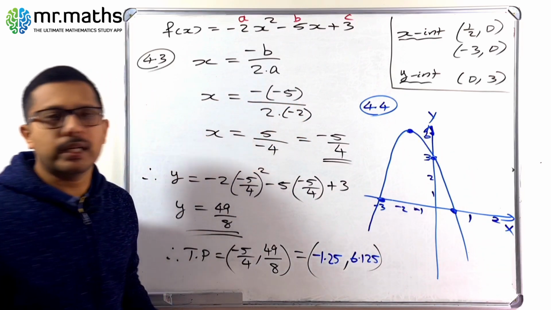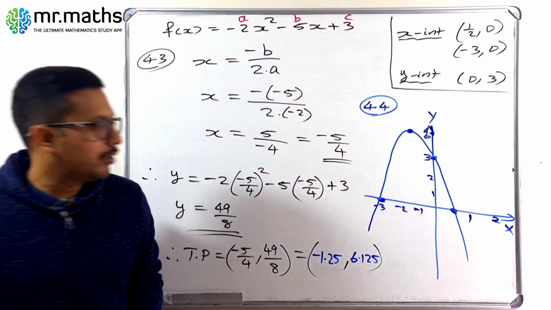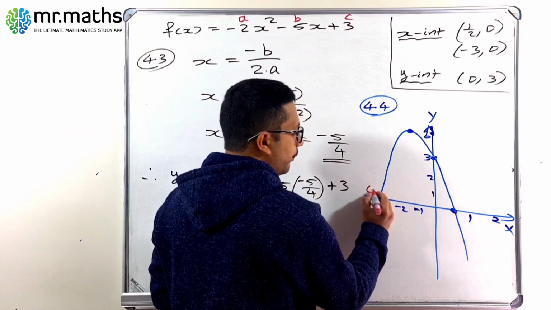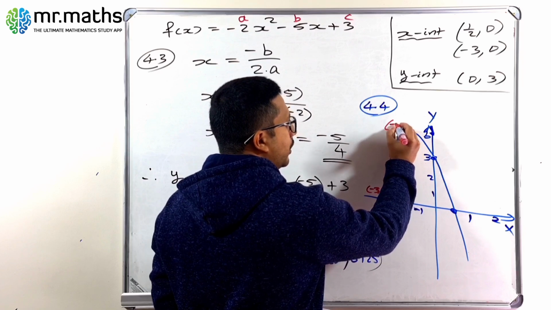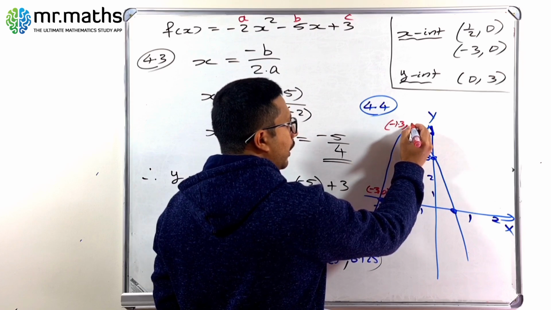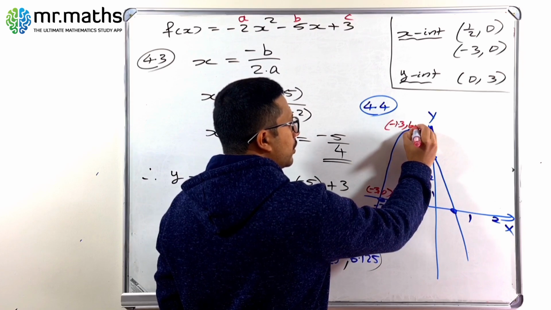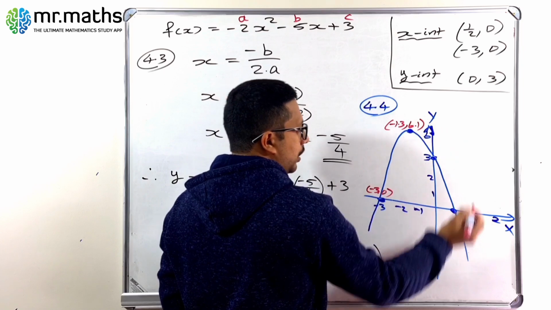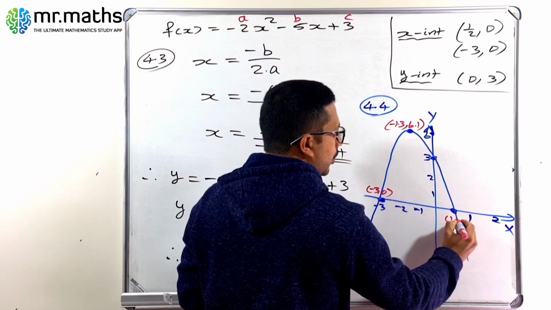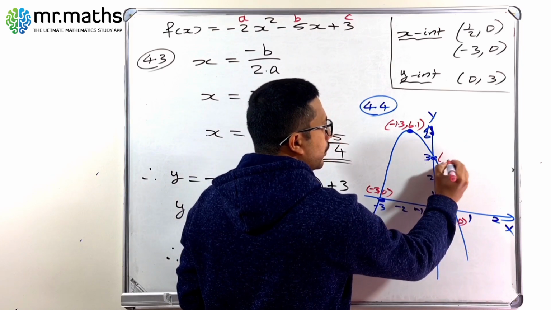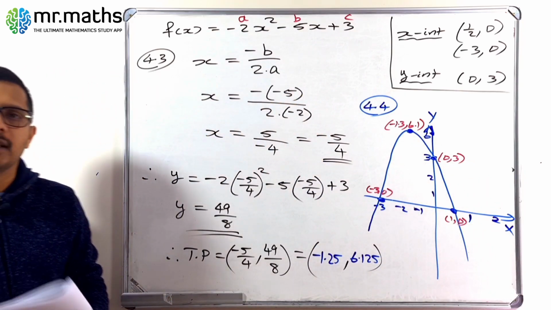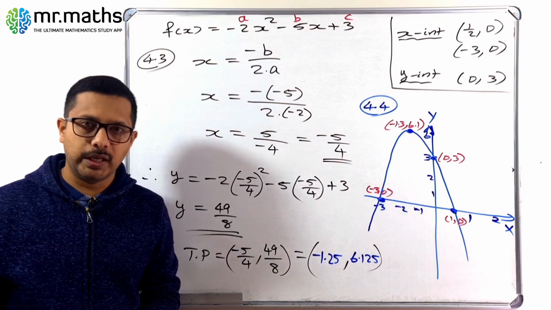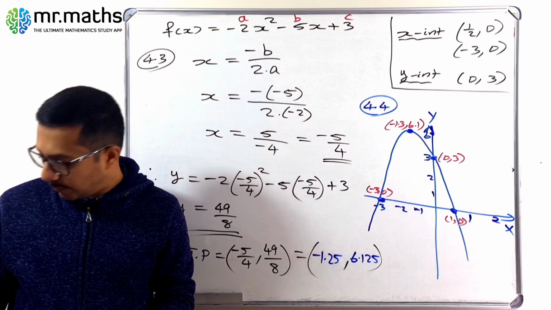So it's better to write all the coordinates there. What is the coordinate of this one? Minus 3, 0. What is this one? Minus 1.3, I rounded it off, 6.1. Then this one is 1/2, 0, and this one is 0, 3. So that is the graph of f of x. So that is question number 4.